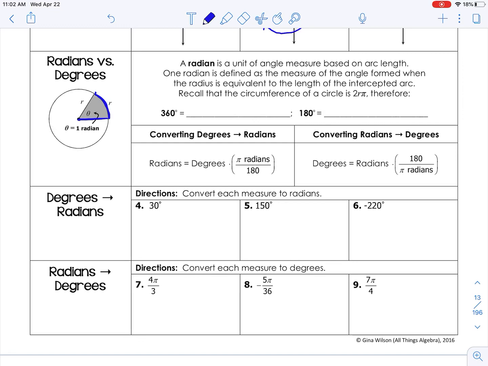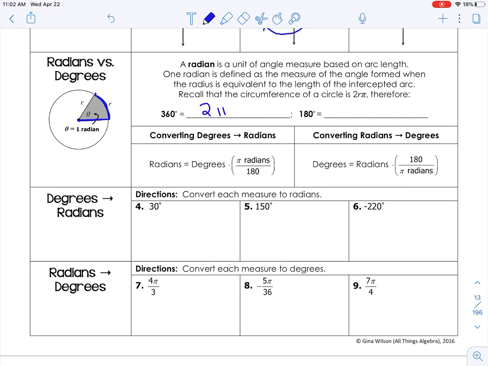On that previous slide, I talked about how 360 degrees was the whole circle. It's 2 pi, like from 2 pi r, the circumference. The whole circle is 2 pi. So if 360 is 2 pi, 180 is half of 360, so 180 must then be pi. And then it gives you the formulas for how to convert from degrees, which we're used to, to radians, and from radians into degrees. So radians are just the portion of the circle that you're dealing with.